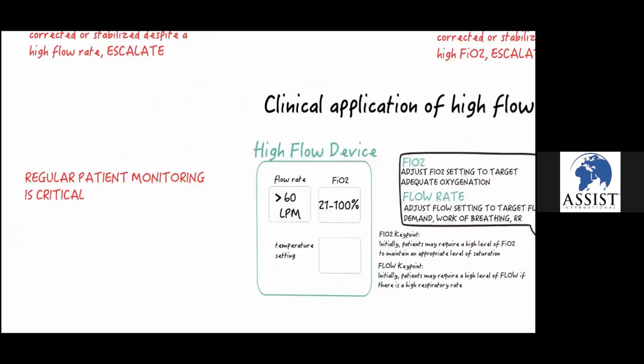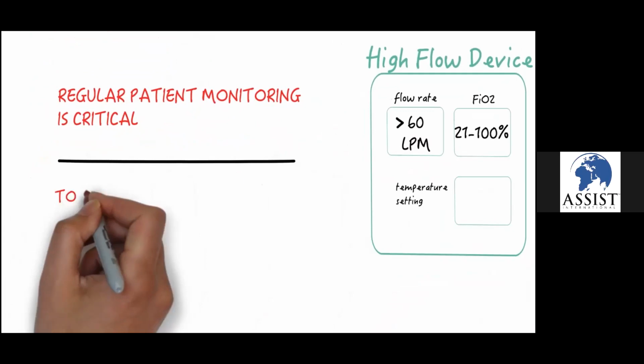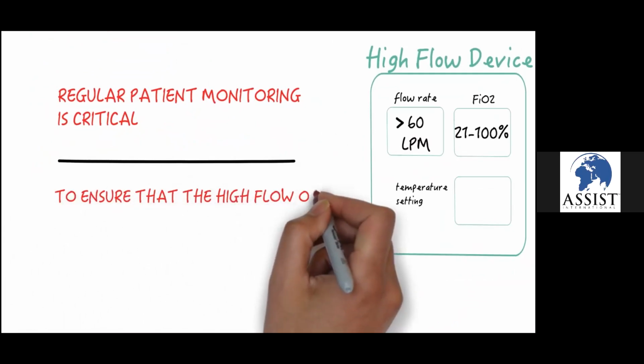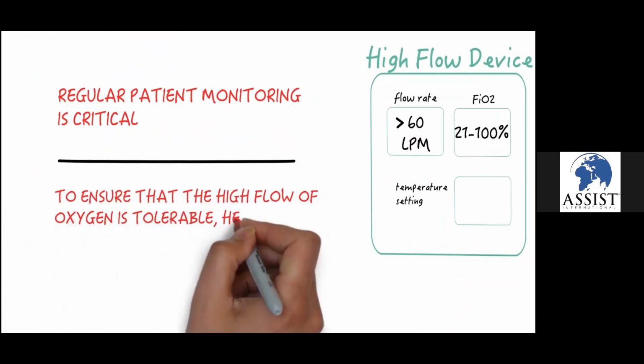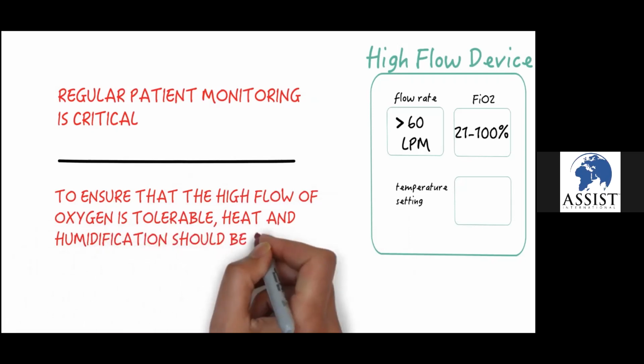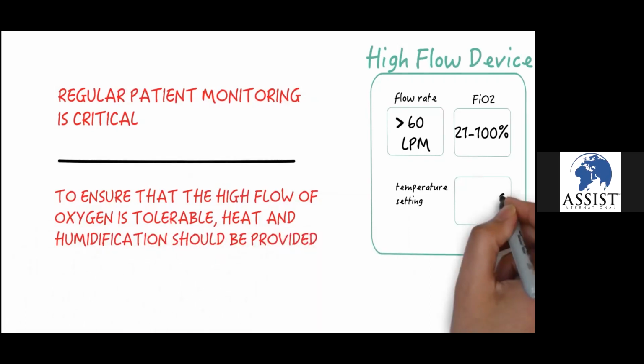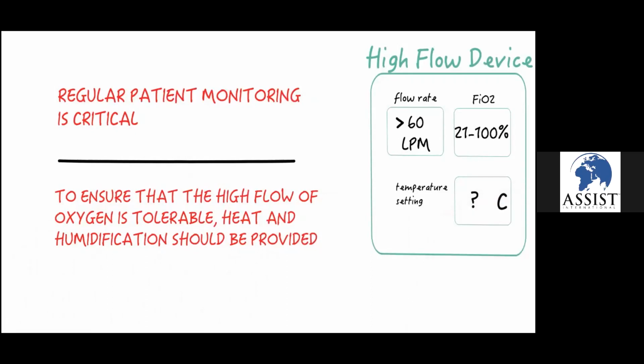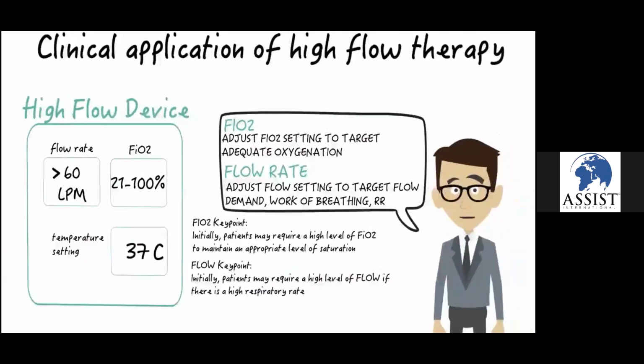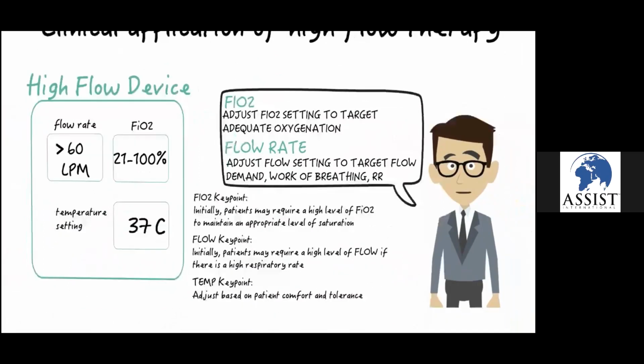There is one more control in high flow therapy, and that's the temperature setting. To ensure that the high flow of oxygen is tolerable, heat and humidification should be provided. The exact appropriate temperature setting is debatable, and there currently exists no temperature standard. Some suggest to start at 37 degrees Celsius, others suggest start lower. But the key point in temperature setting is to adjust the temperature based on patient comfort and tolerance.